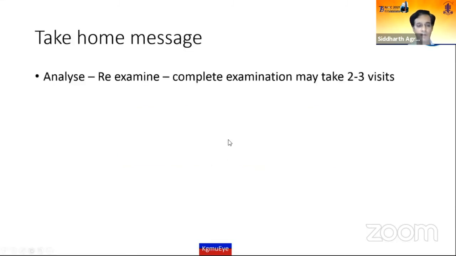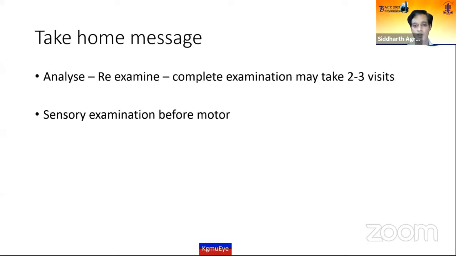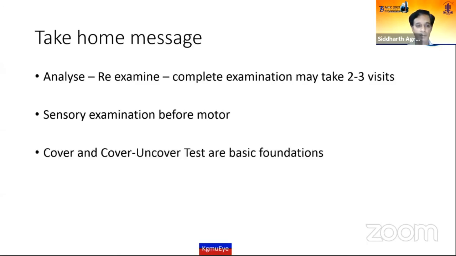Finally, one needs to analyze and re-examine the findings of the examination, and the complete examination may take 2 to 3 visits. It is obvious that the strabismus examination should be performed with proper refractive correction in place. And if we are giving the refractive correction on the first or the second visit, the complete examination would be performed on the subsequent visits. It is useful to perform the sensory examination before the motor examination, because there is often disruption of fusion when you are performing the motor examination.